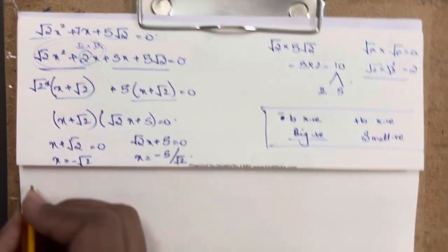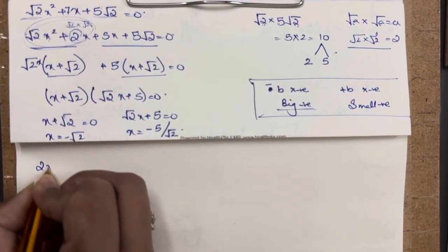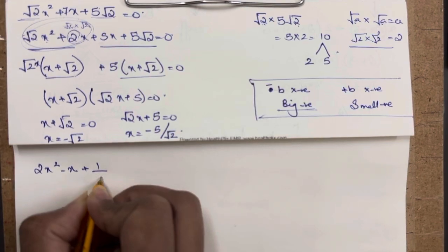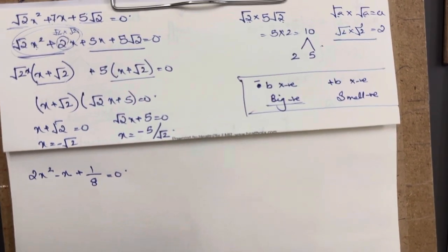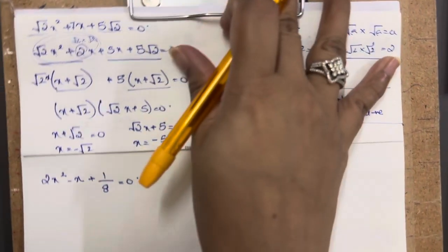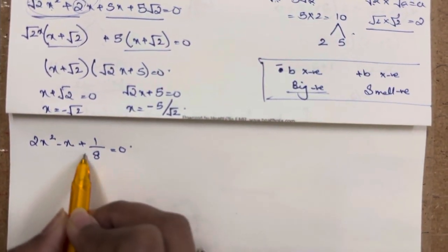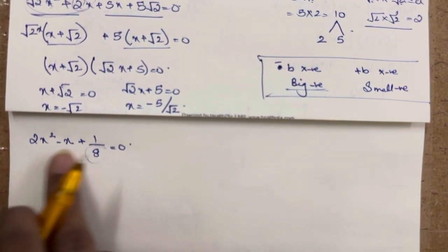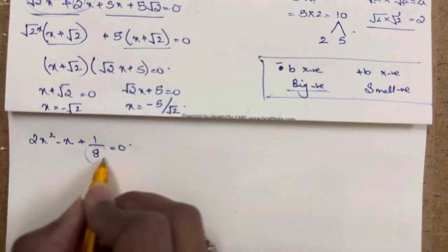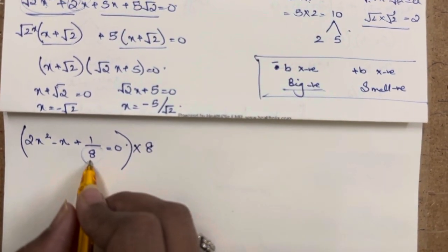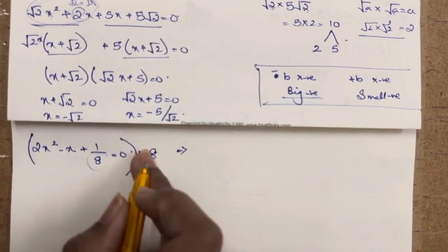Moving ahead, we have another question which is given as 2x square minus x plus 1 upon 8 is equal to 0. Again, students would go like, how am I supposed to do this one? Nothing. We need to get rid of this denominator. Because there's a denominator, I'll multiply the whole thing with an 8. I want to escape this denominator. So it becomes 2 8s are.